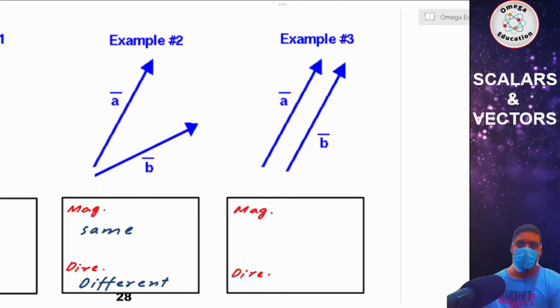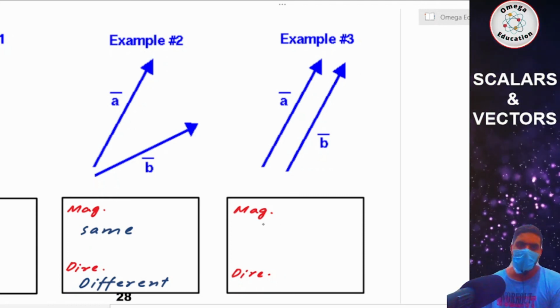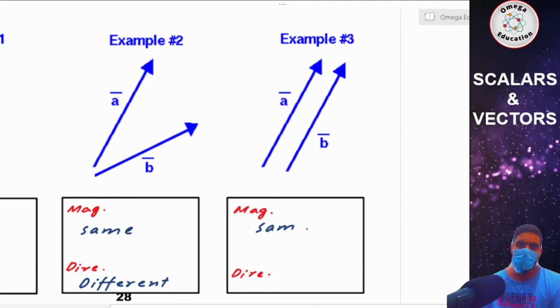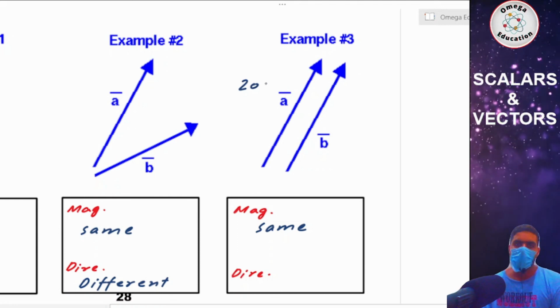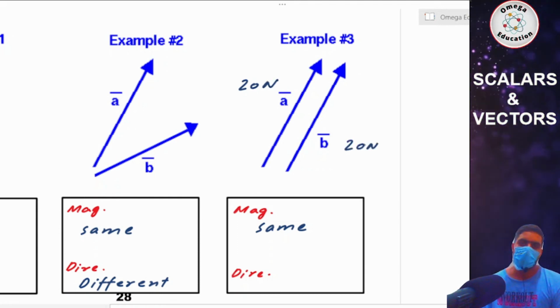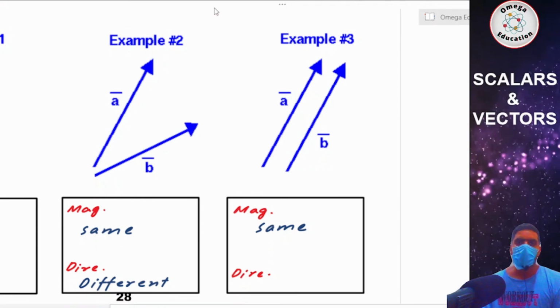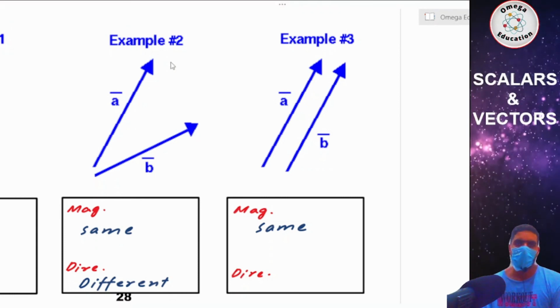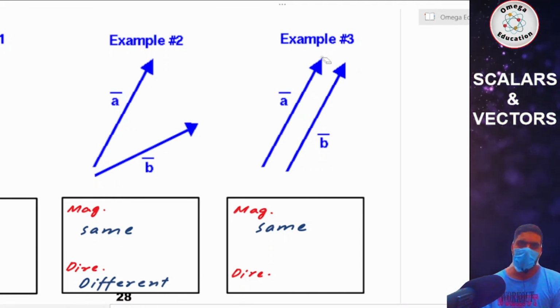Now for example number 3, we have two vectors, and if you measure the length, you'll find that they have the same length. That means their magnitude is the same. And once again, when I say the word magnitude, that means the number. So if this vector is 20 Newton, this one would also be 20 Newton. Magnitude wise they are equal. Direction, now you see these two vectors are also parallel to each other. That means they are moving in the same direction. A is moving over here, B is moving over here. So direction wise they are moving in the same direction.